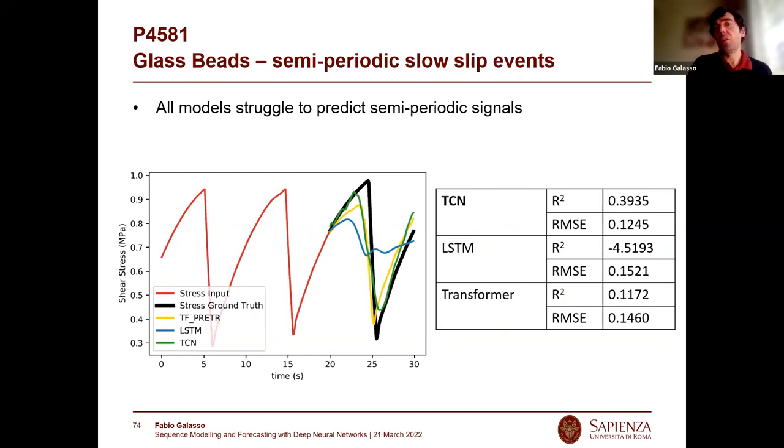The case of the semi-periodic signals, in the case of the glass beads, is definitely more troublesome. And this is most troublesome for the LSTM. But I would say none of the models really go that well in this case. The temporal convolutional network does the best.